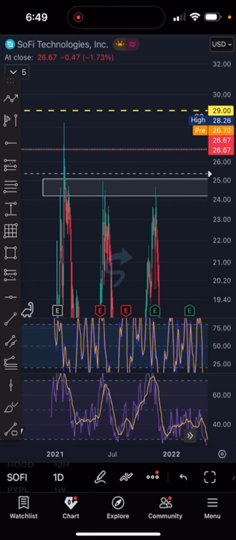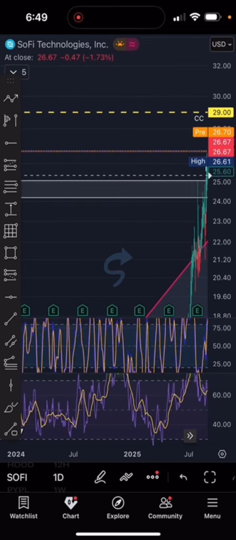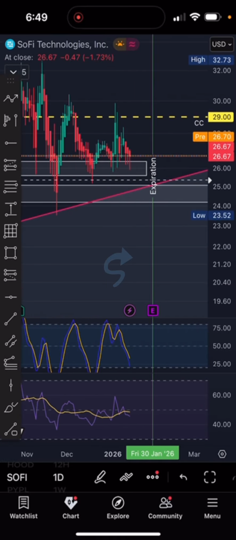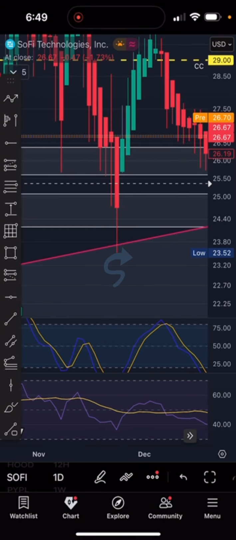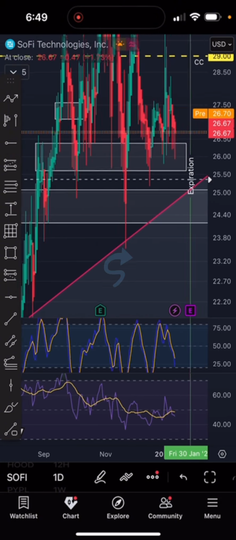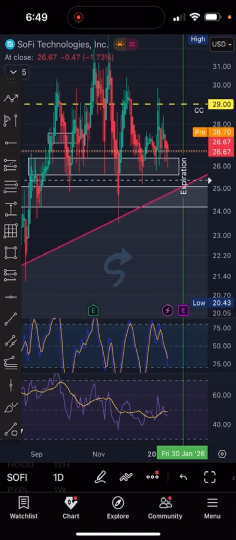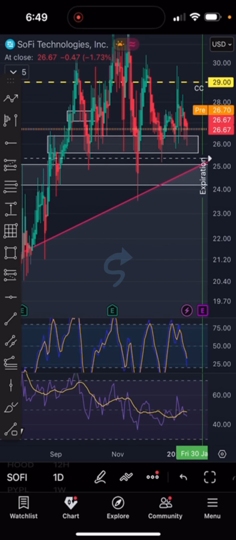If you're going up, you might stop there and then go back down. And if you're coming down, you might stop there and then go back up. As we can see here, it kind of wicked right here. It went a little lower and hit the pink line, which I'll show you what that pink line is in a minute. But it went down and then it went back up, right? So it kind of shows you that this actually works. Support and resistance works.